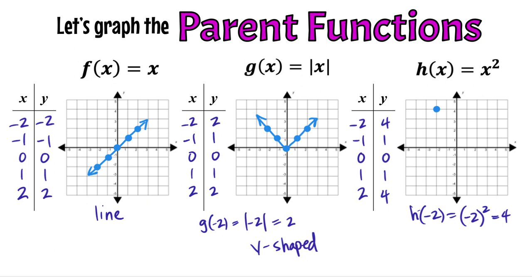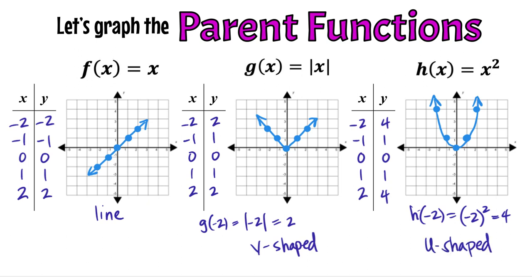We have the point -1, positive 1. We have the point 0, 0. We have the point 1, 1, and we have the point 2, 4. When we connect these points, you'll notice that we will get a U-shaped graph. So these are called quadratic functions, and they are always U-shaped.